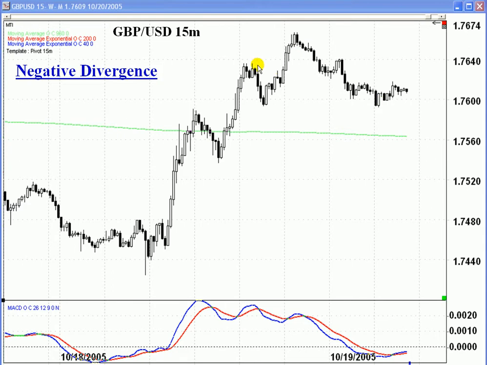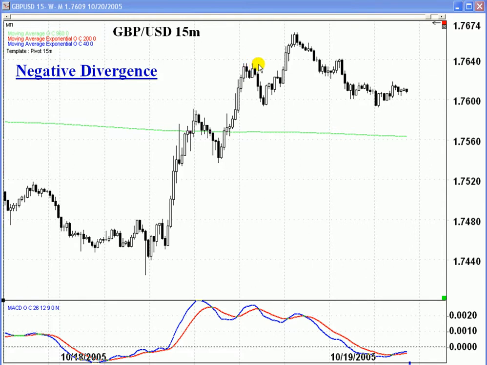A couple things I want to point out here is, number one, you see this high here? This resistance acts as support. And as well, we have a low of 74.40, and price moved here all the way up to almost 76.40. So that was a reasonable move.